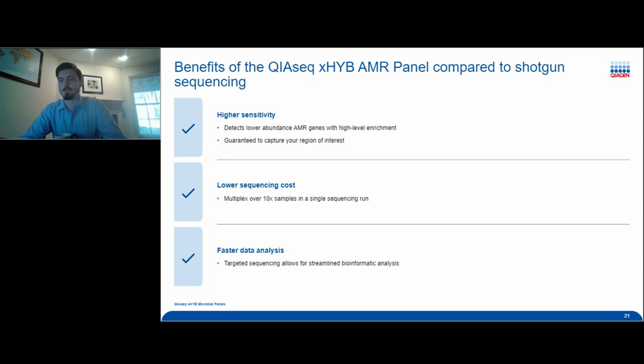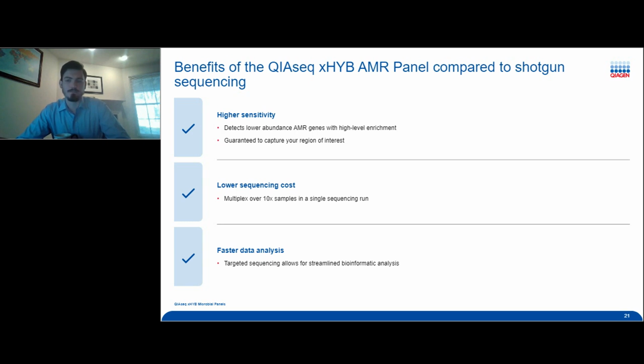And it also allows you to guarantee that you actually capture your region of interest. Currently with shotgun sequencing, you might not actually assign enough reads to your sample to be able to capture your AMR gene if it's there. And using a panel like this, you guarantee that you will be able to see it. Also, this allows you to multiplex considerably more samples, which will lower your sequencing costs downstream.